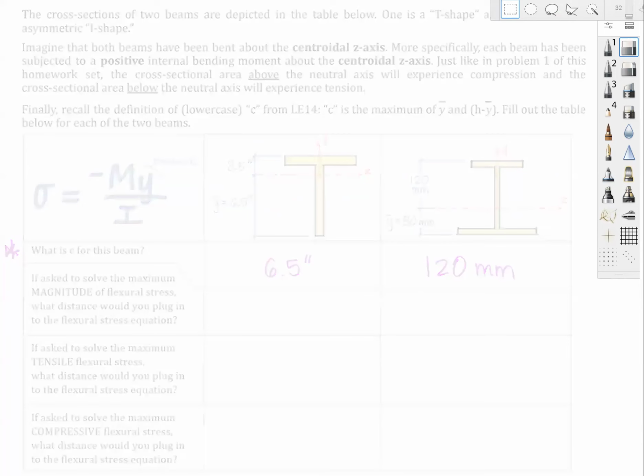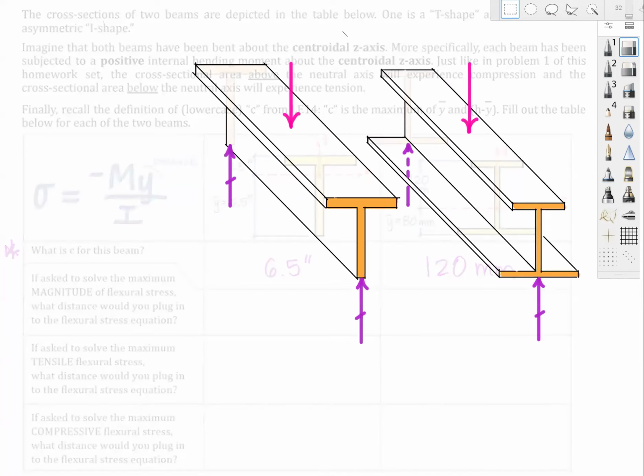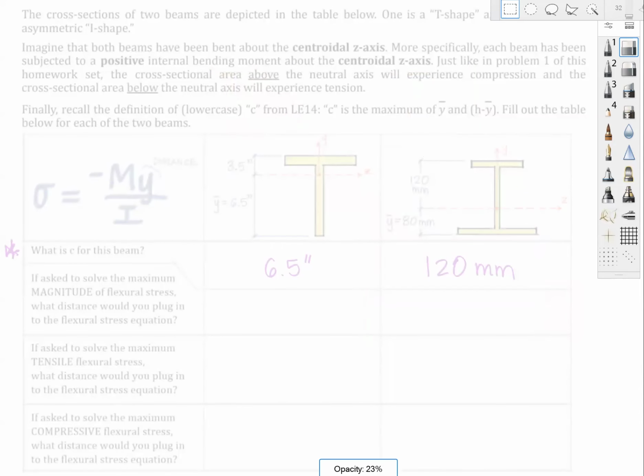And here's what I drew in advance. What I wanted to show is what these cross sections were actually experiencing. The problem statement says that they're in positive bending, but there was no free body and no loading shown that would allow you to deduce that if you didn't just read the problem carefully. So here I'm showing each beam as a simply supported beam, with vertical reactions near and far, and the pink vectors pointing down are the loads. And so we're going to see positive bending in both of these arrangements, compression on top and tension on the bottom. All right, let's go back to our main table here.